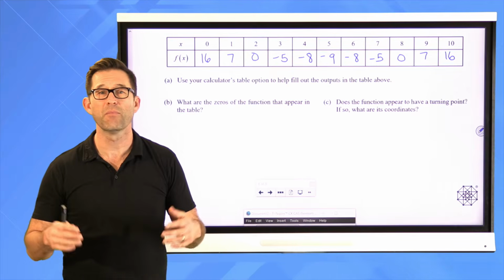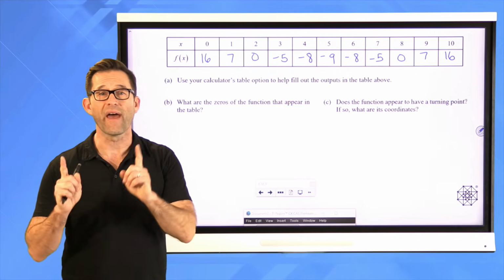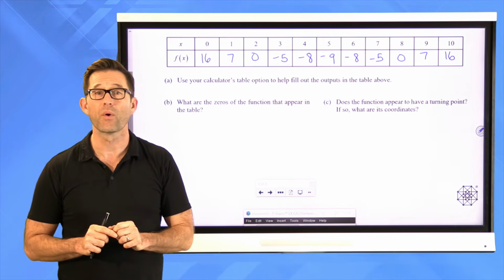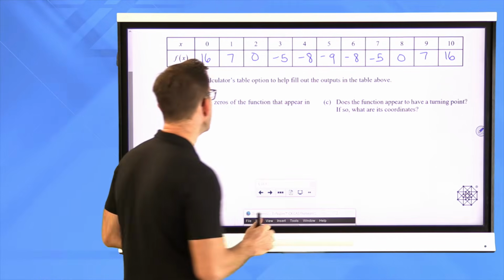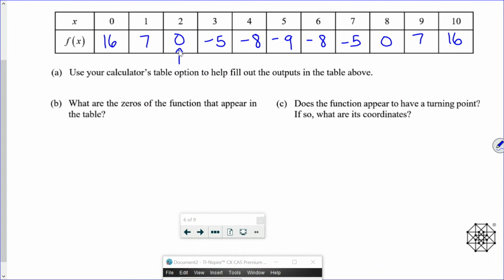All right, I'm going to keep harping on this. The zeros are the x values where the output, or the y value, is equal to 0. Here's a y value equal to 0. Here's a y value equal to 0. So my zeros are the x values, x equals 2 and x equals 8.